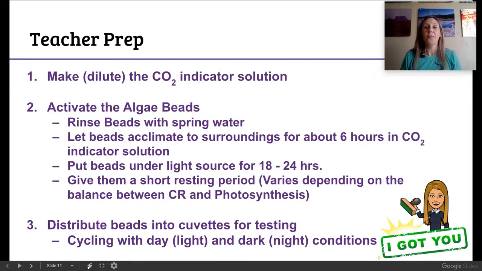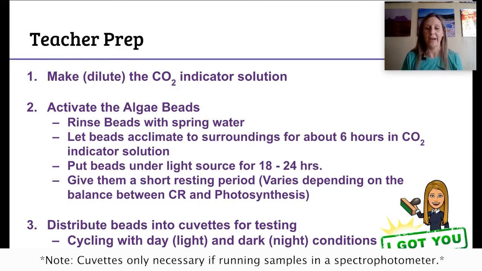Once you're done with that, the beads probably need a little bit of a resting period. And this I can't be really specific on because it depends on if you want one process to dominate over the other when the kids start their labs, or when you're actually going to want the beads to really start cycling through both processes. What I've done in the past is after I've activated the beads, I've set them out at room temperature, just ambient light again for about 5-6 hours. And then I start distributing the beads into cuvettes, which is the third step that I have here.